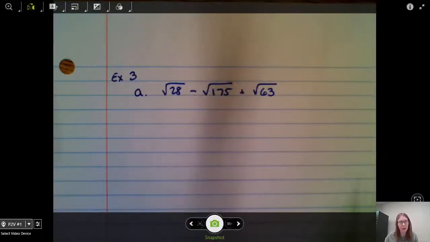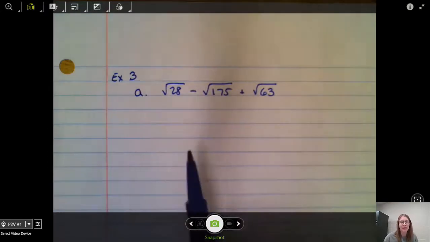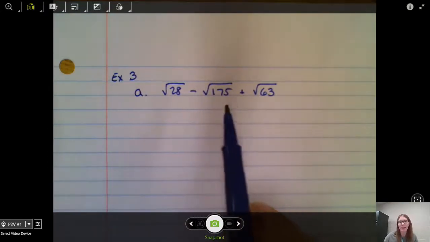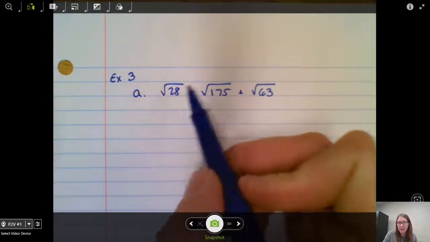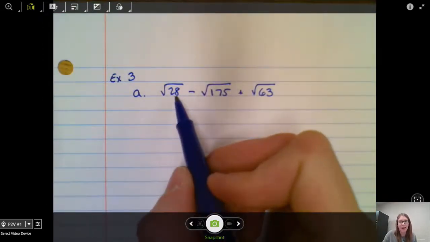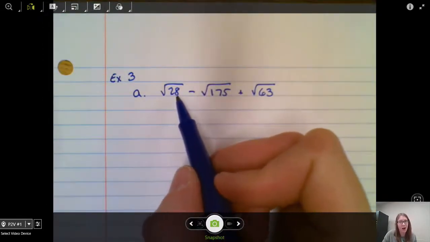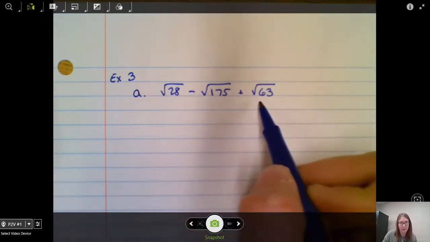All right, example 3, some more adding and subtracting. But in this example, I see the square root of 28 minus the square root of 175 plus the square root of 63. Now keep in mind, in order to add or subtract radicals, the index needs to be the same and the radicand. In this case, all of my radicands are different.